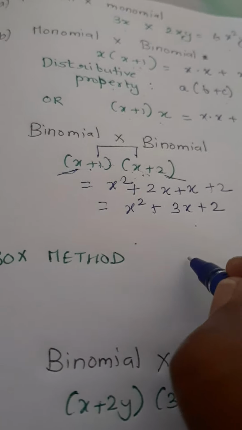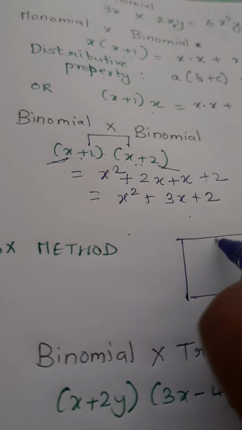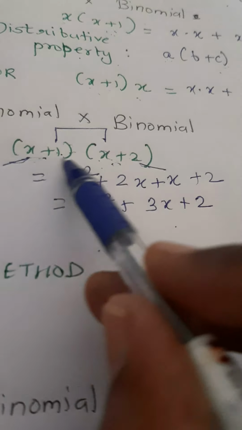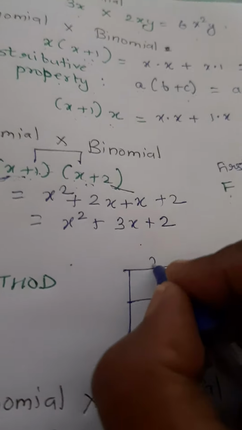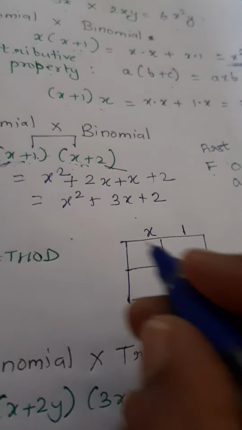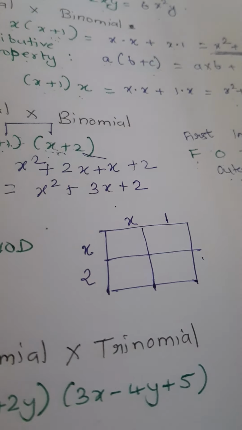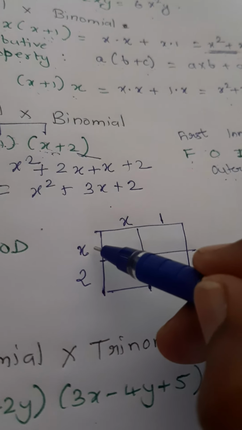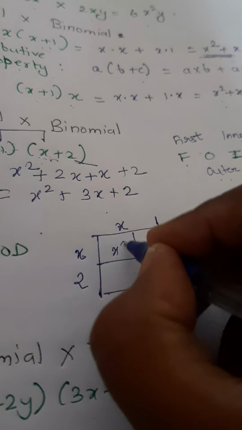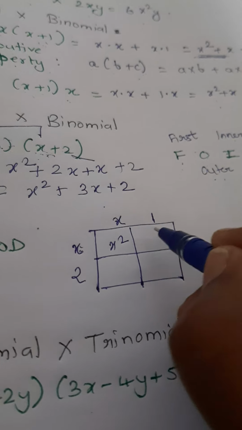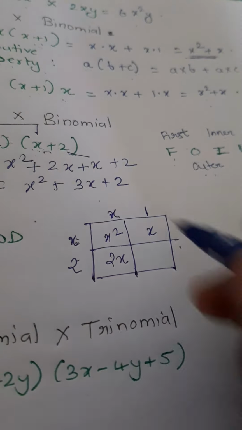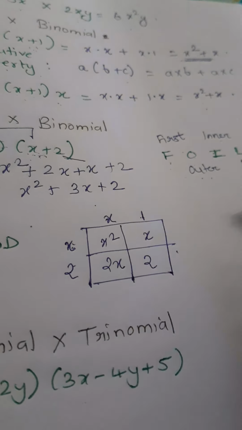Okay, so all the terms of the first binomial, you can arrange horizontally. All the terms of the second binomial, you can arrange vertically. Okay. Now carry on multiplication one by one. For example, x into x will be x square. X into 1 will be x. 2 into x will be 2x. And 2 into 1 will be 2.